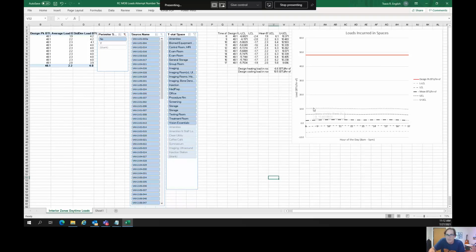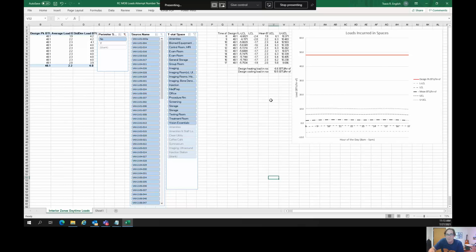And then what we'll see is a maximum cooling load. Well, I should talk through this. The middle one here is the median load that was incurred during all of our observations. Then these two lines represent one standard deviation around that. So ostensibly 60% of our data should be encompassed between those two lines. And then these two lines represent two standard deviations. So about 99% of our data is encompassed between those two lines.